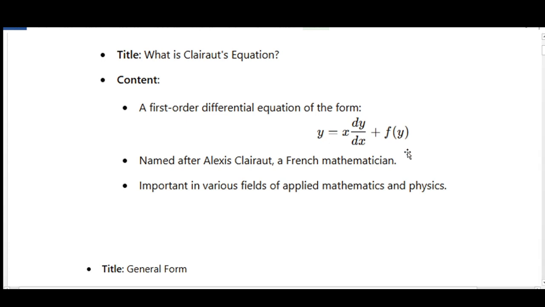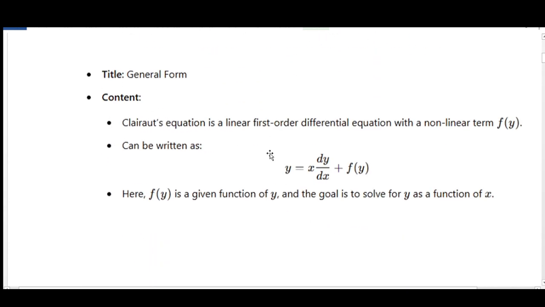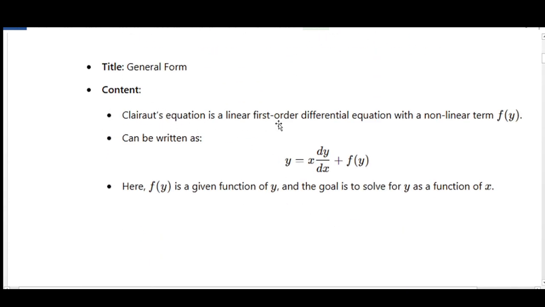So here we have the Clairaut's first order differential equation of the form y is equal to x dy by dx plus f of p. I think you have already seen dy by dx, just take it as p. Keeping this in mind, we will write the general equation. So what is the general form of this Clairaut? Yes, friends. Remember, Clairaut's equation is a linear first order differential equation with a non-linear term f of y.